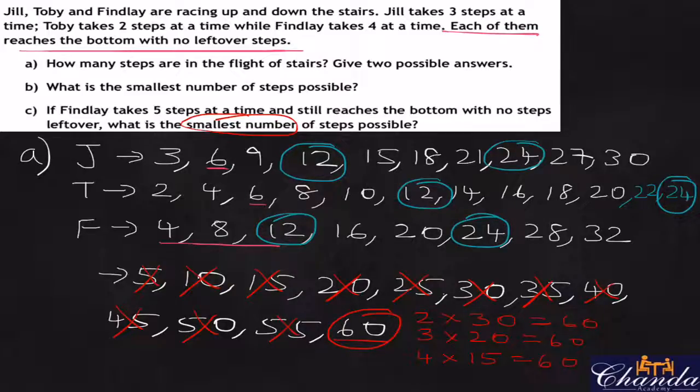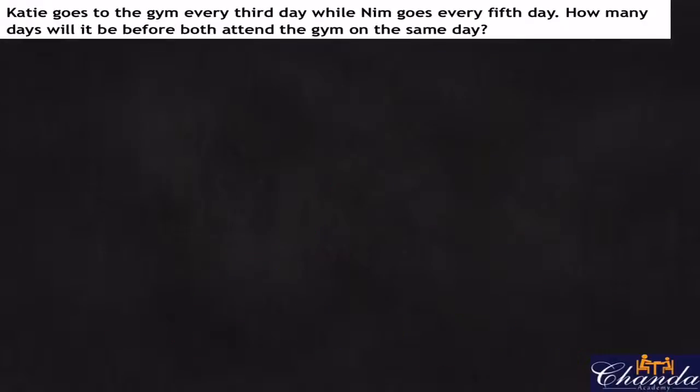Let's have a look at the next question. So this question says, Katie goes to the gym every 3rd day while Nim goes every 5th day. How many days will it be before both attend the gym on the same day? So let's have a look. So let me use a white color. So we have Katie goes to the gym every 3rd day.